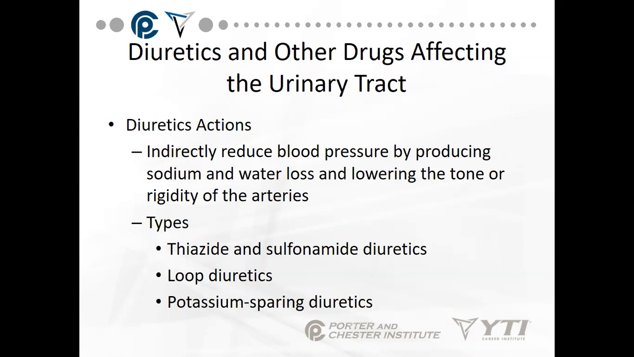So your diuretic action: they indirectly reduce blood pressure by producing sodium and water loss, and lowering the tone and rigidity of the arteries. And you have your different types. You have your thiazides, your sulfonamide diuretics, your loop diuretics, and also your potassium sparing diuretics. So you want to look at the diuretic drugs and what their main action is. It's going to decrease the fluid volume by increasing the urine output, because you want to get that out. You want to push it out.